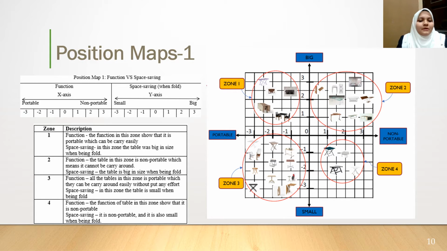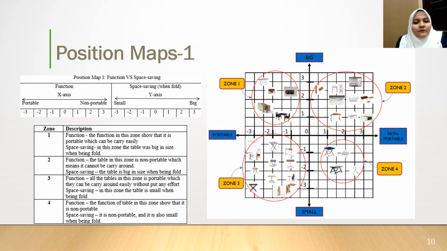Next is the position map. In this position map, the purpose is to understand the segmentation of the product market, to know the intention analysis of the consumer and the market positioning of the portable foldable table. All the data of these portable foldable tables have been analyzed from their specific criteria. To analyze the portable foldable table, it will be given a mark from -3 to +3.